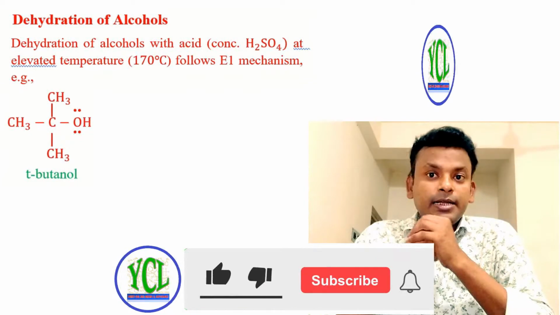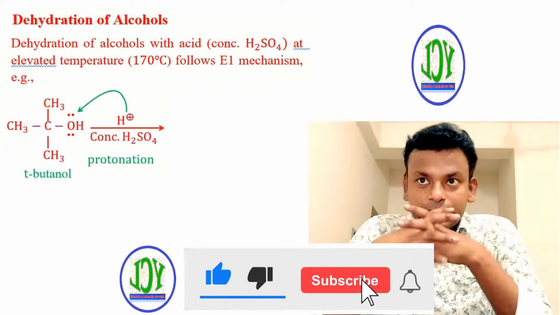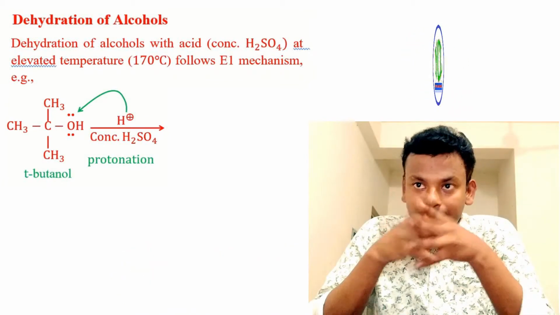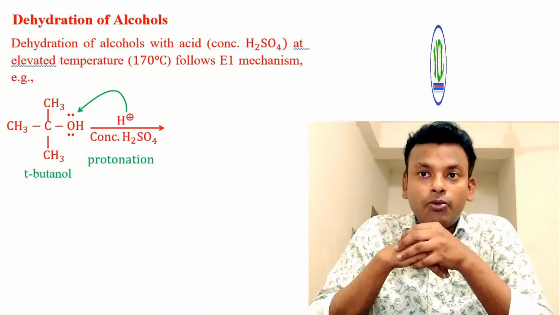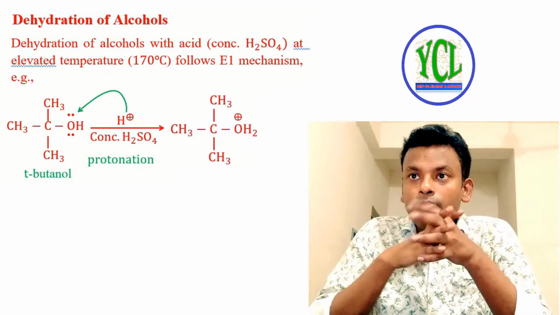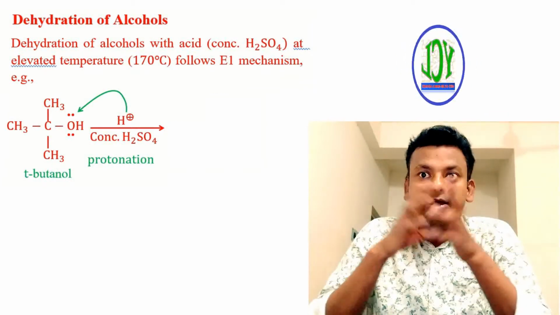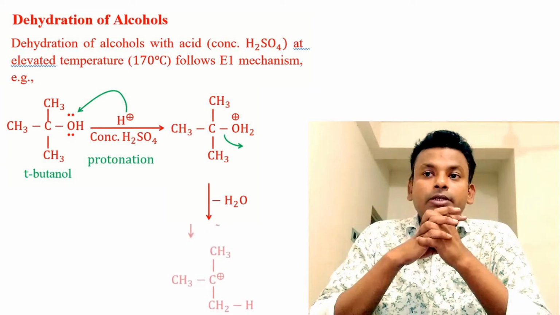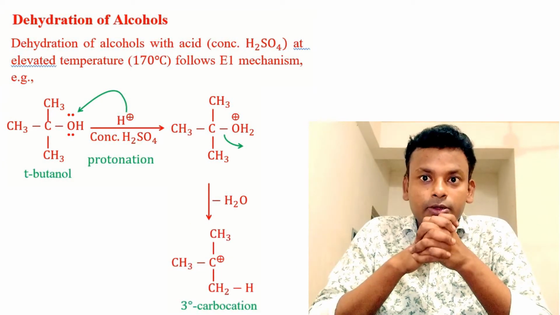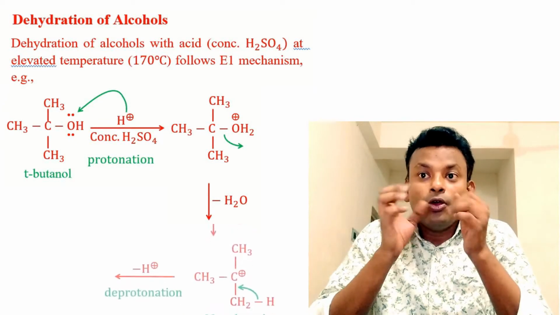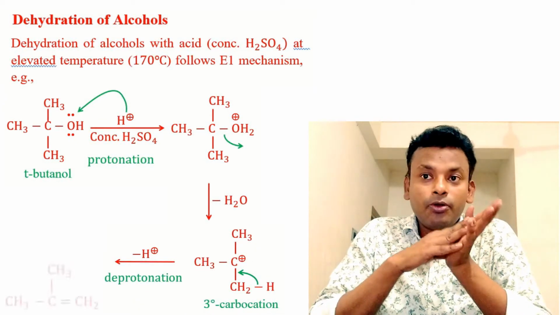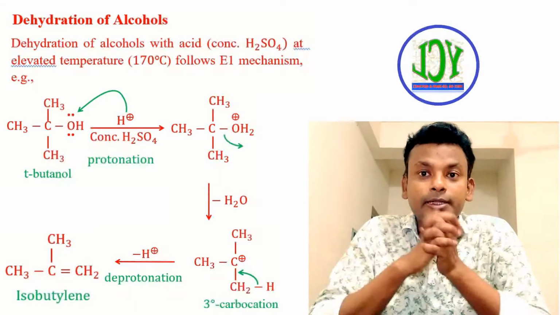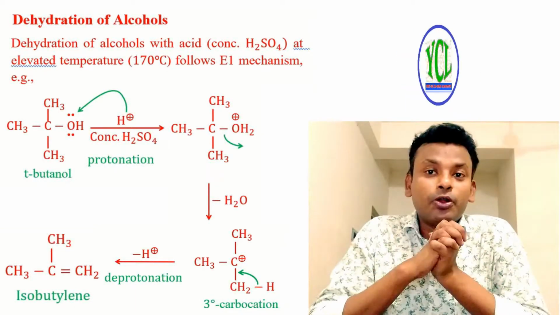Here tertiary butanol is first protonated. The protonation of alcohol weakens the C-O bond and forms protonated alcohol. Next, the removal of H2O gives the carbocation, that is the 3 degree carbocation, which expels a proton to form the more stable alkene, that is isobutylene. The last step is deprotonation.